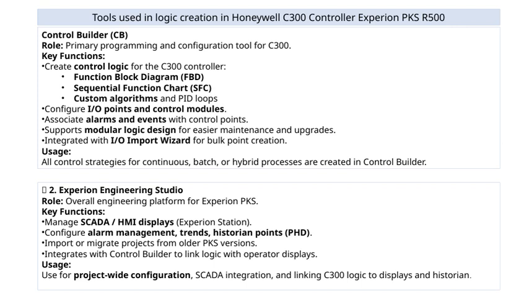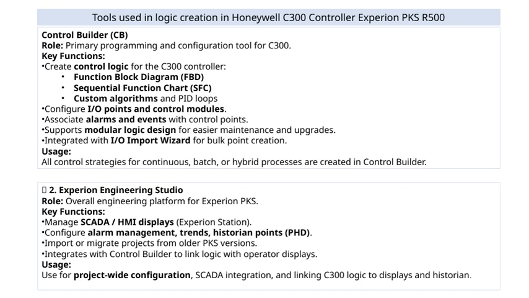Another important aspect is that Experion Engineering Studio enables importing or migrating projects from older PKS versions, ensuring smooth upgrades and continuity. It also integrates seamlessly with Control Builder, which links control logic directly to operator displays, creating a cohesive system. Now, moving on to Control Builder, this is our primary tool for programming and configuring the C300 controller.